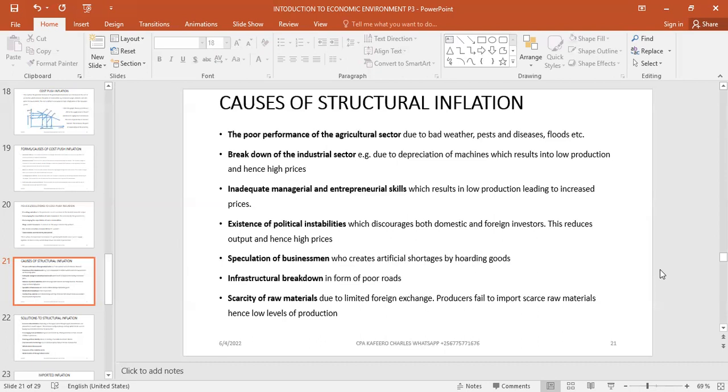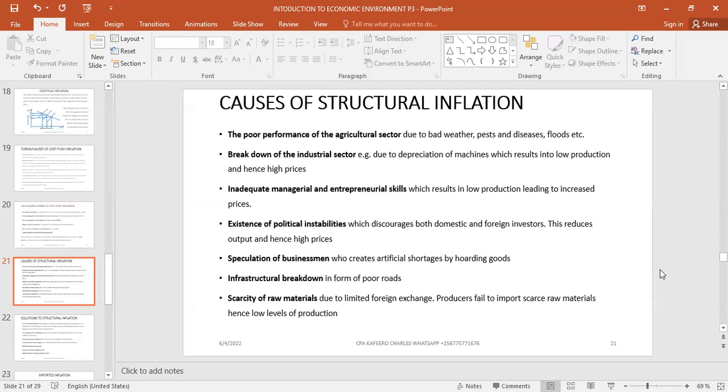When that happens, it means the price of the materials, of the output, or the final products is going to increase. The other one we can talk about is inadequate managerial and entrepreneurship skills. We lack the skill that is supposed to be added to increase production. If we lack that, then you expect production to be low. When production is low, you expect that to increase the price of whatever limited output we've produced.